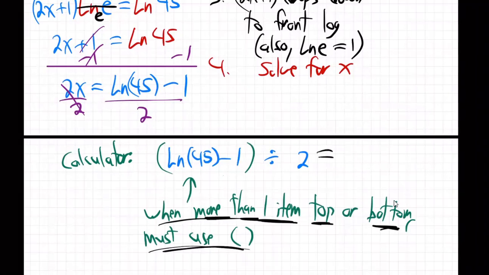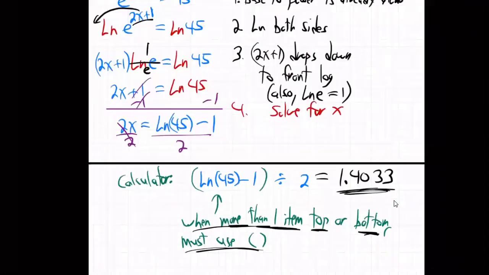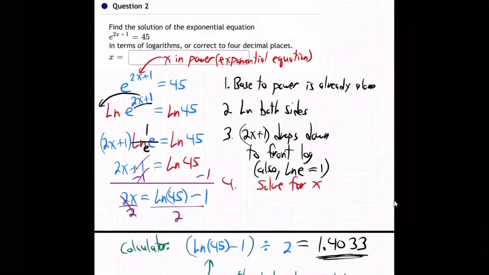So I'm going to hit the buttons on my calculator. I'm getting 1.4033. There we go. So what are the steps when we have x in the power zone, whether the base is e or not? Either way, if x is in the power zone, that's called exponential. Get the base to power alone. That one already is alone. Then ln both sides, and that lets you drop the power down to the front.